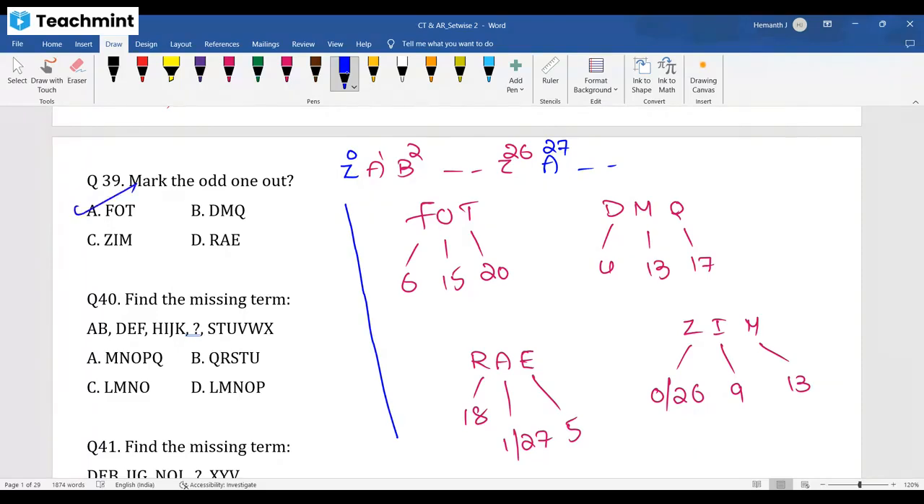Now, F40 is wrong because the last two difference is 5. Remaining all have only 4 difference. 1 and 5 difference is 4. Last two difference is 4 except that one. F40 is the odd one out. Somebody gave RAE, somebody gave DMQ.